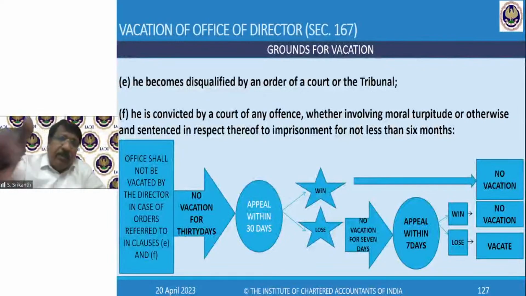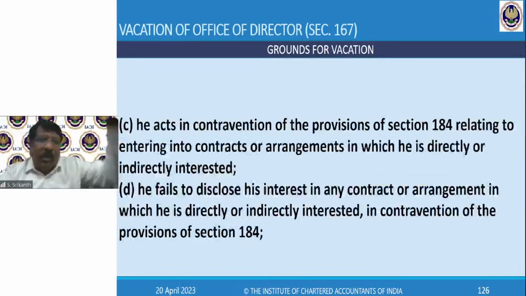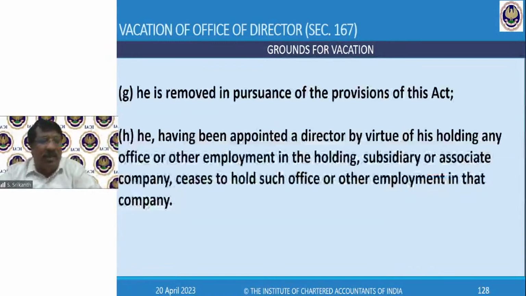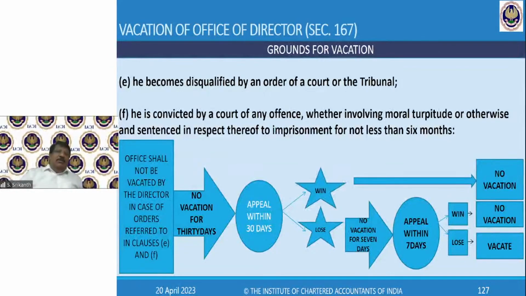Similarly, he is convicted by a court of any offense, whether involving moral turpitude or otherwise, and sentenced in respect thereof to imprisonment for not less than 6 months. Friends, this is already covered in A. I think because they want to give that exemption now for E and F, that is why they are given separately. What they are saying is, under E and F, in case this fellow goes on an appeal, he will not vacate. That is where an order of the court or tribunal is passed, or he has been convicted by a court of any offense. If he goes on appeal, then once he has appealed, they give him 30 days time for filing the appeal.